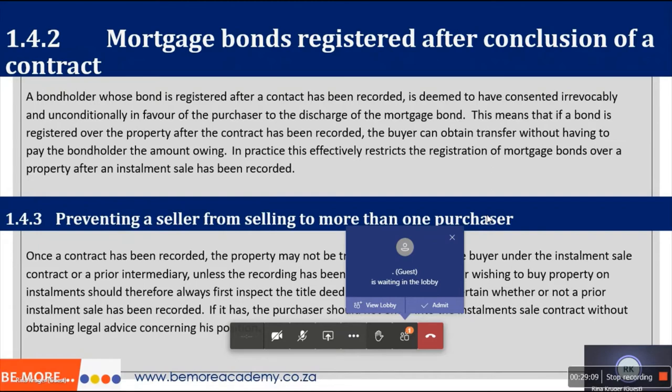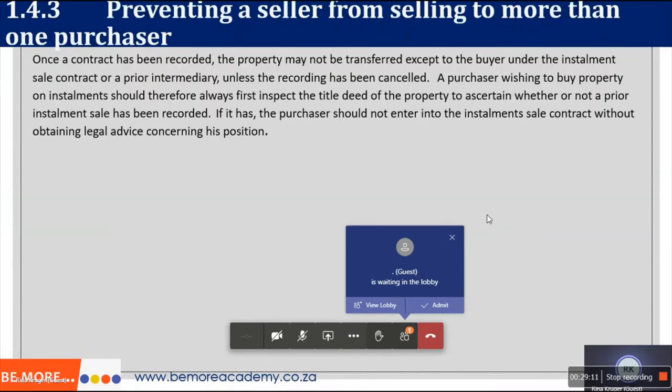Preventing a seller from selling to more than one purchaser. Once a contract has been recorded, the property may not be transferred except to the buyer under, I think this is a duplicate, isn't it? Sorry for this.